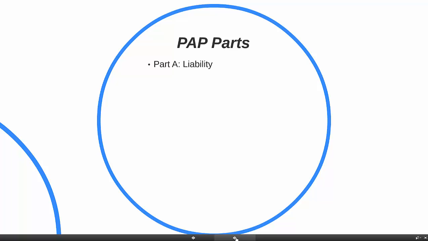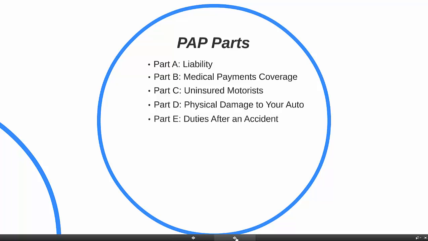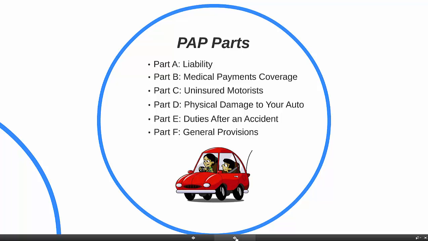It begins with Part A, which is liability, then Part B, medical payments coverage, then Part C, uninsured motorist, where Part A and B are kind of like Parts E and F of the homeowner's policy, and uninsured motorist is something completely different. Part D is physical damage to your auto, which is really the property coverage. And Part E is duties after an accident, which is really the conditions section of the PAP. And Part F is just the general provisions of the policy.